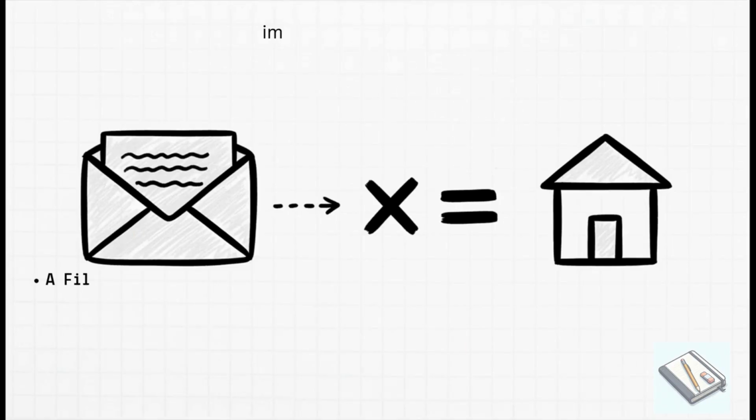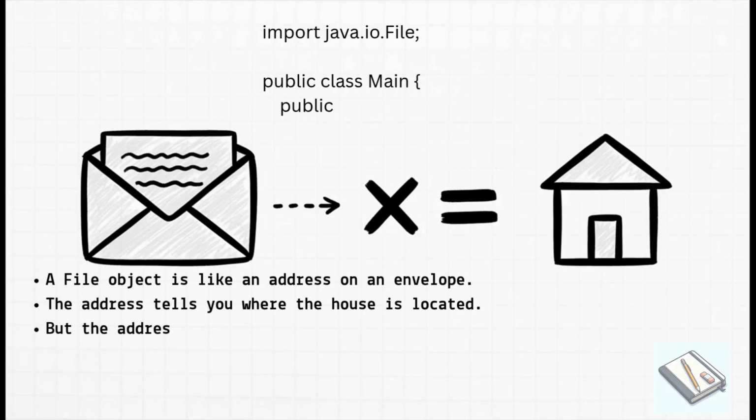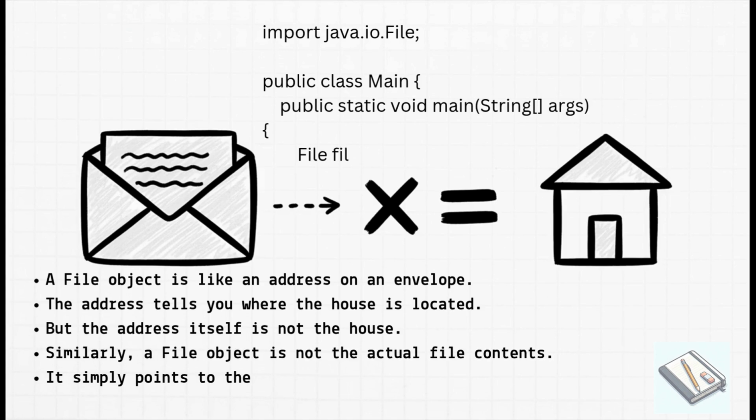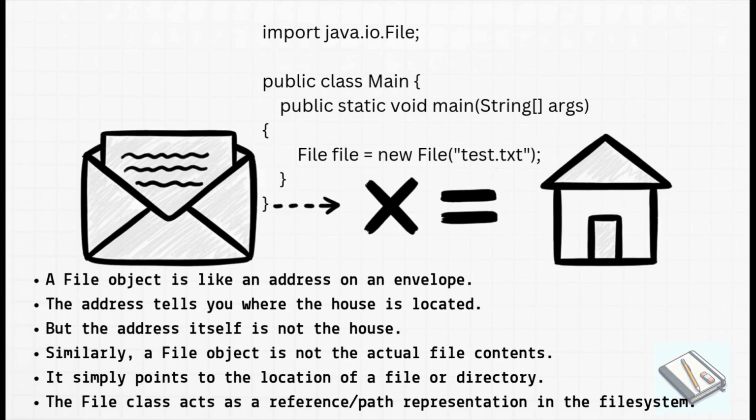Let's make this way simpler with an analogy that's going to stick with you. Think of a File object as an address on an envelope. That address tells you exactly where a house is located, right? But the piece of paper with the address on it, that is not the house itself. It's just a pointer. It's just a reference.